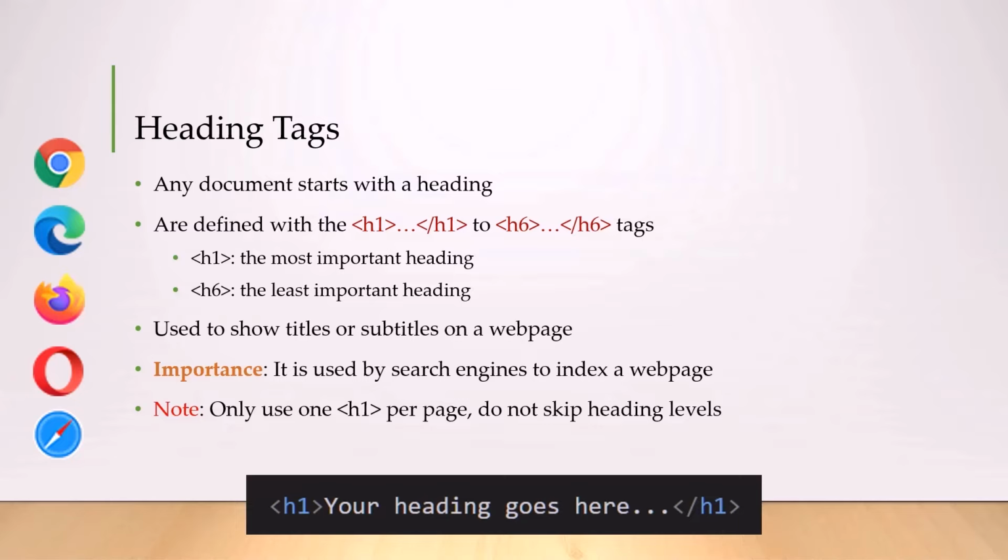Another difference between H1 to H6 heading tags is that browsers use a different size of font to display them. So H1 is bigger in size and H6 is smaller in size. And also, as you see here, the heading tags are supported in almost all browsers. Let's see heading tags in action.